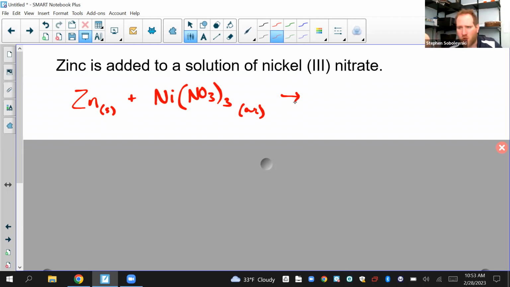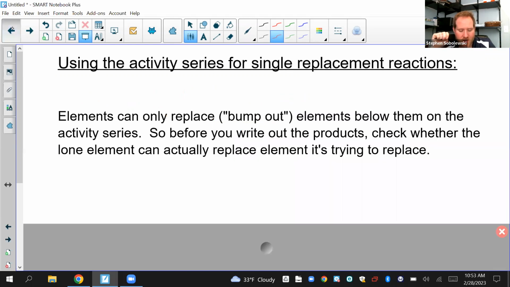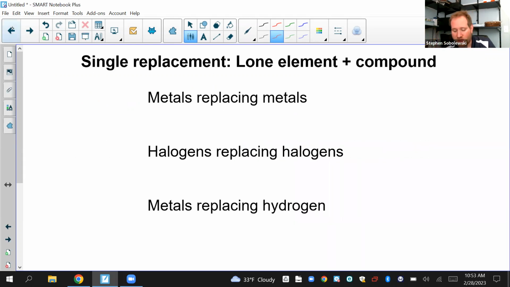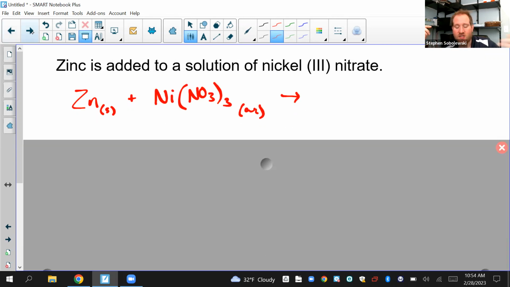So what's trying to replace what here? The lone element is always going to try to replace something in the compound. I refer to this as the bully at the school dance. Shows up alone, sees nickel and nitrate happily dancing, and wants to get in there and break them up and replace one of them. So what's the zinc, which is the lone element or the bully, trying to replace? Well, remember, metals replace metals, halogens replace halogens, or metals replace hydrogen. In this case, zinc is a metal, so it's going to try to replace nickel.